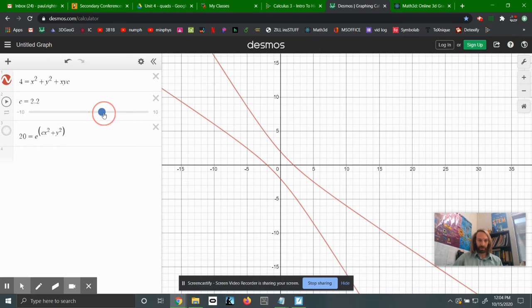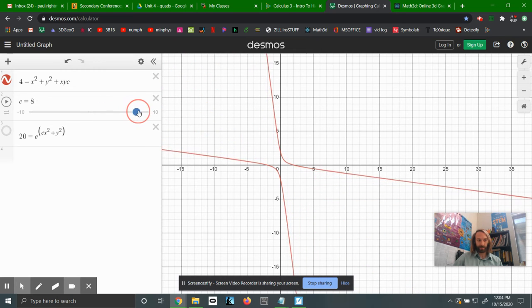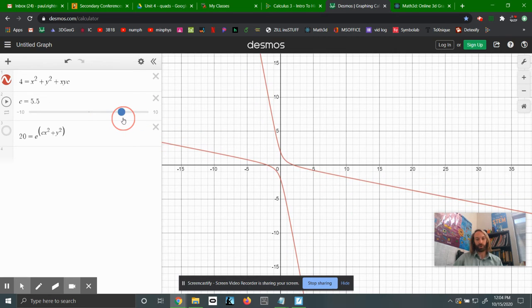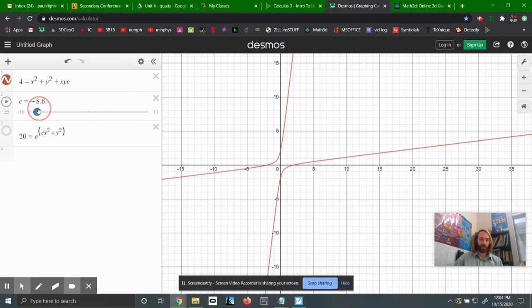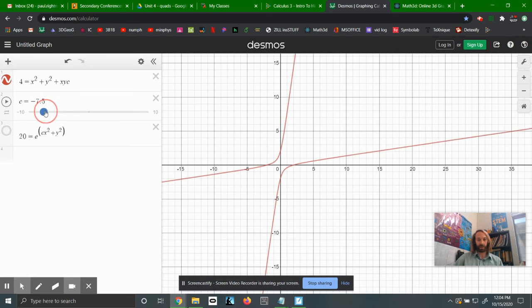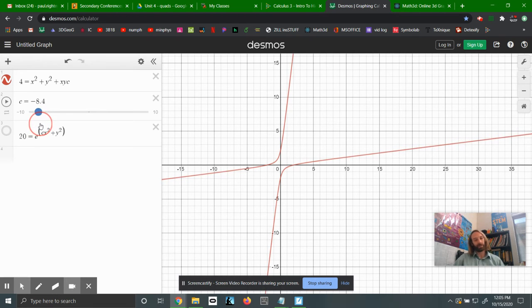And then you could see that as you go up into higher values, you just get different hyperbolas. So you would think you get a hyperboloid in 3D. And if you go into the negatives, you're going to get the same thing. You're going to get hyperbola shapes in 2D, which would mean that you're getting something like a hyperboloid in 3D.